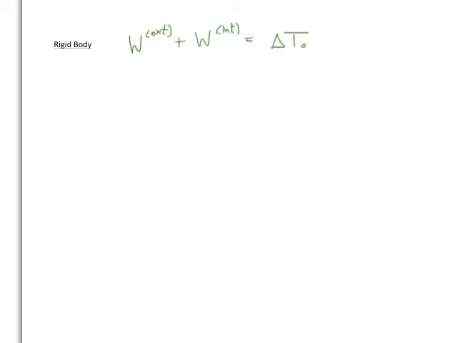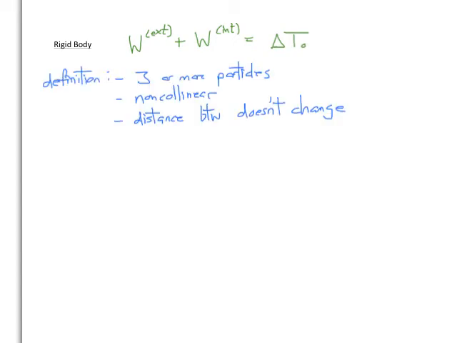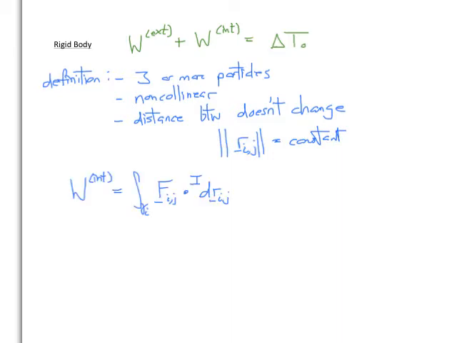So now let's take this relationship that we've established for any multi-particle system and extend it to rigid bodies. Recall our definition of a rigid body: it consists of at least 3 particles that are non-collinear, and the distance between all the particles doesn't change. Another way to write that is that the norm of r_ij is equal to a constant. When we apply these conditions to our definition for work, looking at the internal work, we see that regardless of the path and regardless of the force, the differential position between two particles in a rigid body is always going to be 0. So our internal work in a rigid body will always be 0.